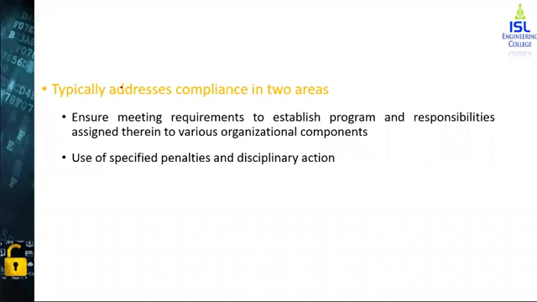This EISP is going to address compliance in two areas. So what are the two areas? Compliance is basically how the employees are going to agree to comply with the policy, whether they are going to implement it or not. That is going to be the understanding between the employees and the policy. The second is ensuring meeting requirements, that is, you're going to have all the meeting requirements to establish the program and responsibilities and assign them to various organizational components.